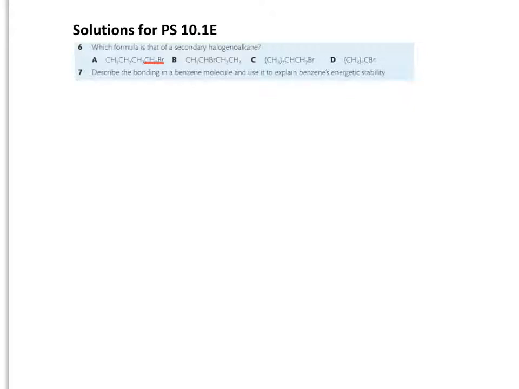In B, it appears that I have a CH3 group, a CH group, a CH2 group, and a CH3 group, so my bromine is here. And this carbon is attached to 2 other carbons, so this appears to be my secondary one.